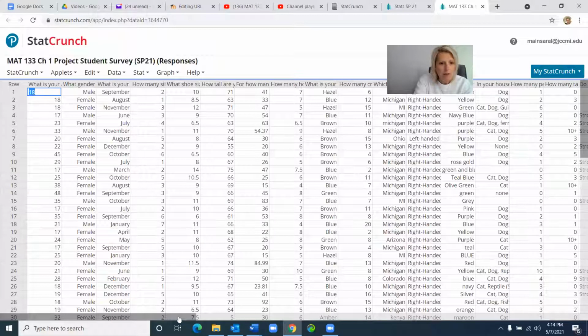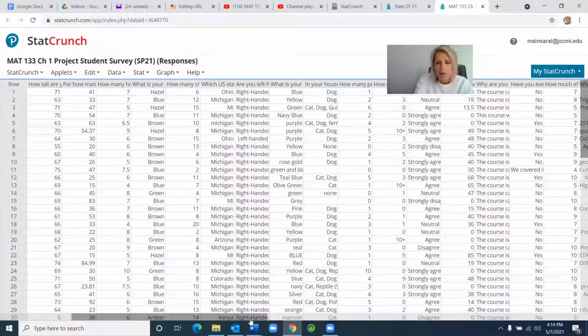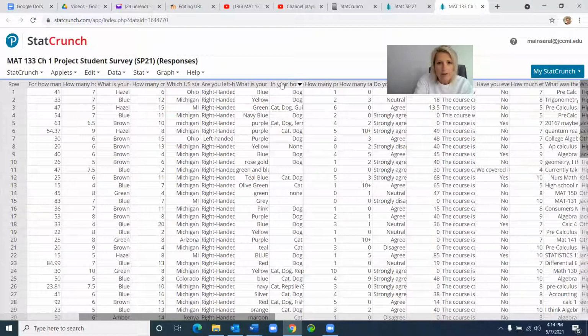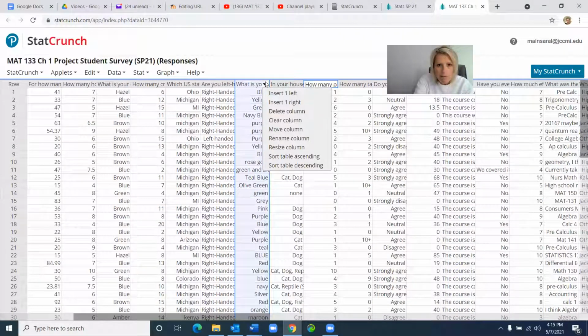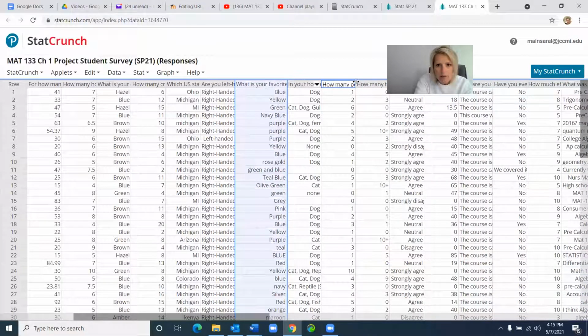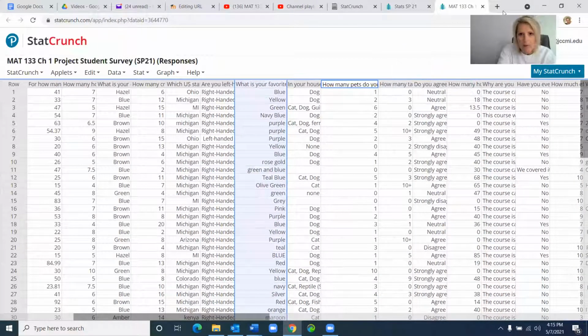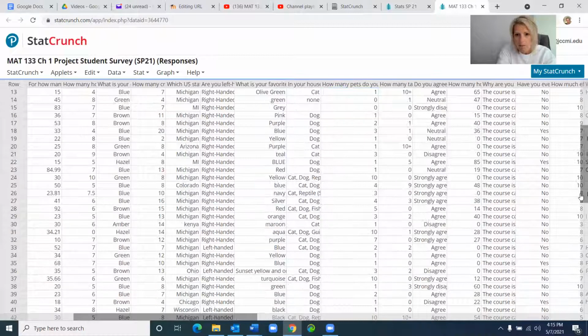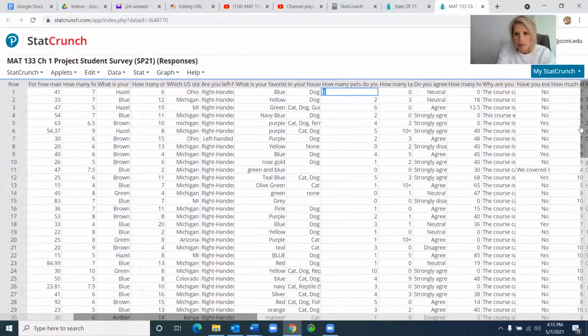And these are all the answers to data I collected. And we're going to the one that says how many pets. It's right next to this one's in your house. This one is how many pets. So you can make that wider so you can see that it says how many pets do you own. So we have all of these data points here. Now, I'm not going to write them all out. I'm going to teach you how to find the mean and the median using StatCrunch.